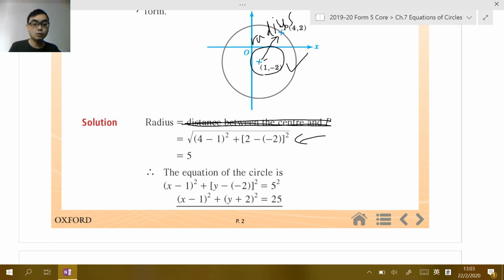Then what you need to do is put it back into the standard form of the equation: you put the coordinates of the center as h and k on the left, and then you put the radius squared on the right, and then expand or simplify it, and you will get the equation of the circle. So it's easy. Do remember, the idea is center and radius. So let's take a look at another example.